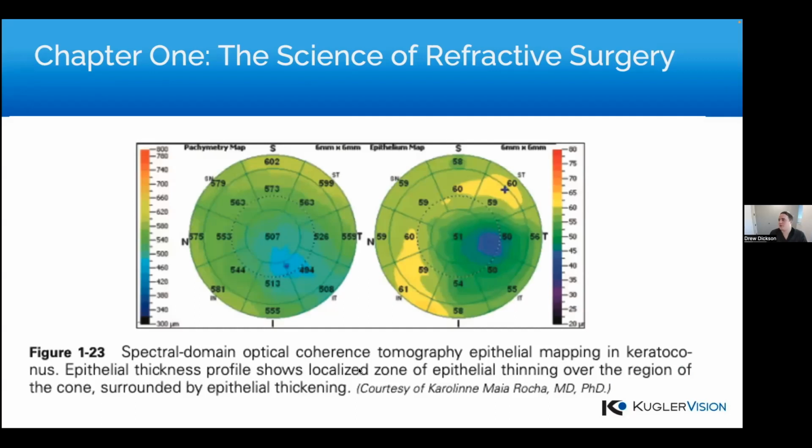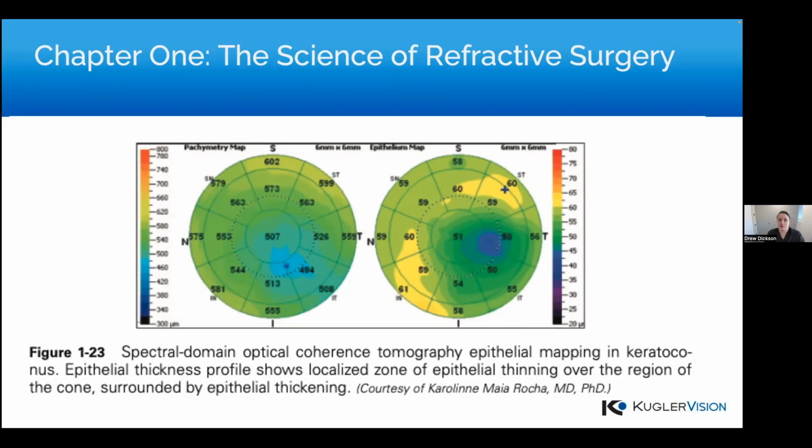This is an example from the text of an epithelial map that we see in someone with keratoconus. One of the classic things that you will see with keratoconus on epithelial mapping is thinning of the epithelium over the cone. I don't know if you can see my cursor here, my mouse here or not, but right here, this blue area that you see represents thinning of the epithelium that would make it suspicious for keratoconus.